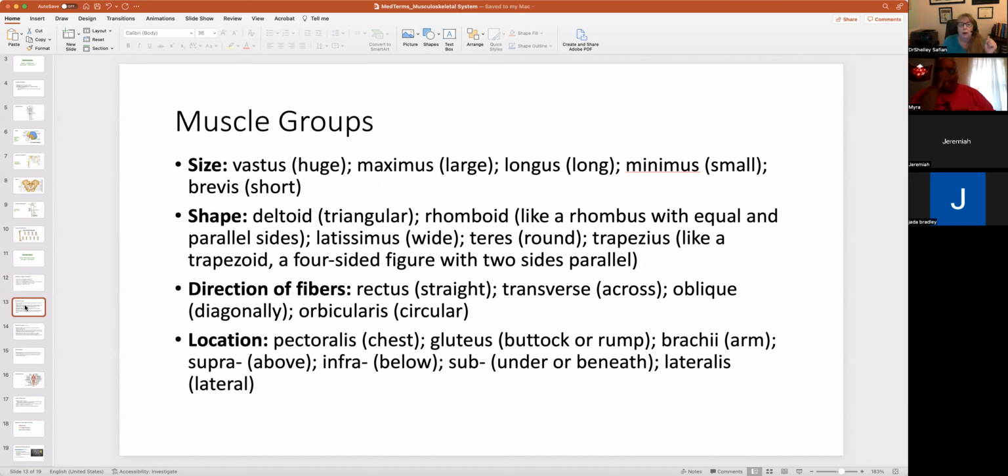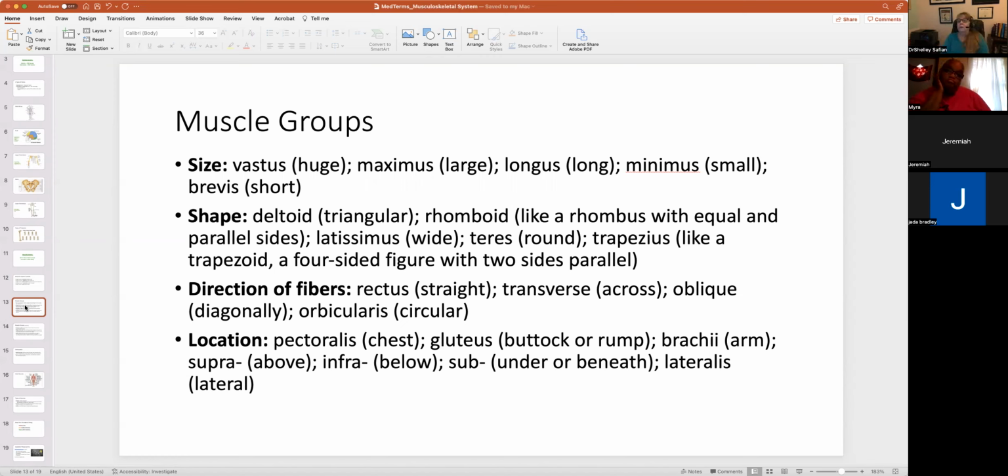We have a deltoid muscle, which is triangular, a rhomboid muscle, which has equal and parallel sides, but not a square. So like that. Latissimus is wider than it is long. The teres muscle is round. The trapezius is like a trapezoid. Oh, that's why they made you take math. You see, you do need that. A four-sided figure with two sides parallel, but not all the sides parallel.